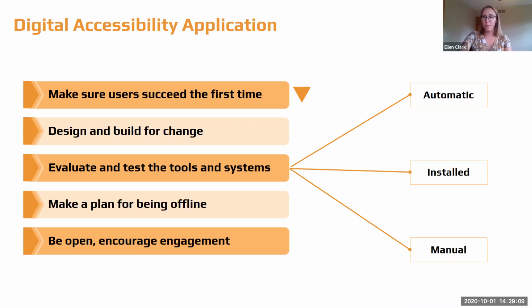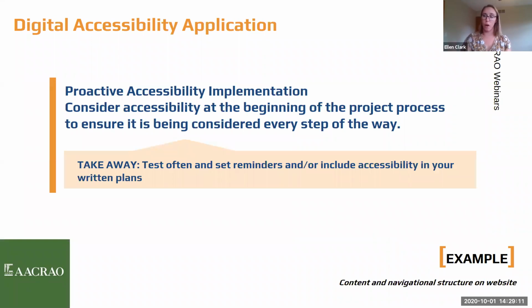And so with that, Naomi and I are going to give you guys a couple of examples from our institutions and some key takeaways from our examples on how we've encountered digital accessibility and hopefully improved digital accessibility at our institutions. And so I'm going to provide an example, but as I provide it, I want you all to know the takeaway is to be proactive in accessibility implementation and consider accessibility at the beginning of your projects and all the way through. So test often and set reminders for yourself to check and make sure something's accessible.